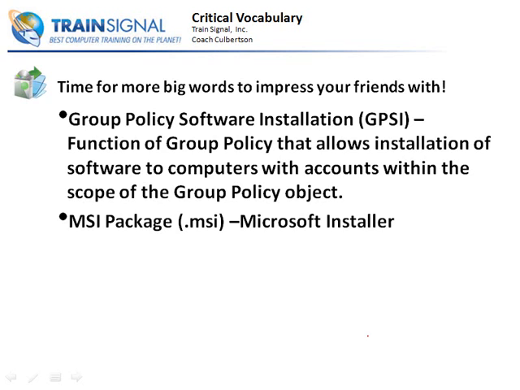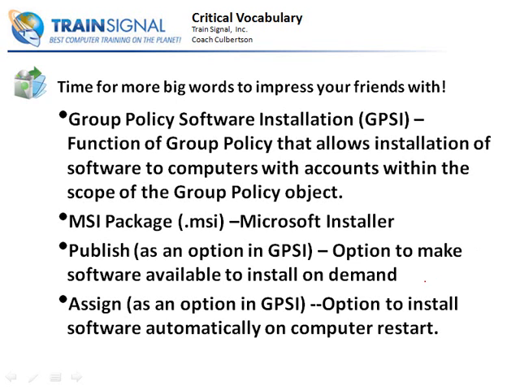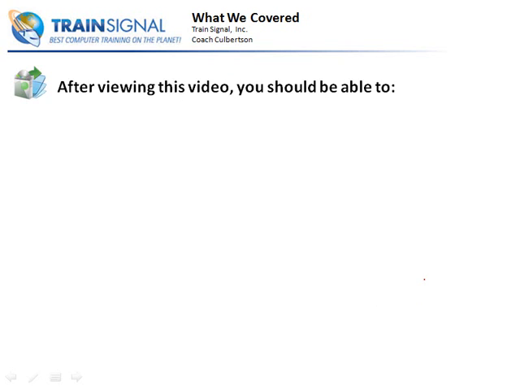.msi package, Microsoft Installer, sometimes officially called a Windows Installer. You might hear those terms used synonymously, by the way, but just remember that you need an MSI package to install software using group policy. The publish option in group policy software installation is an option to make software available to install on demand. We don't generally do that very often, though, because most often we will assign software to specific computers, so that way the software will install automatically on computer restart.